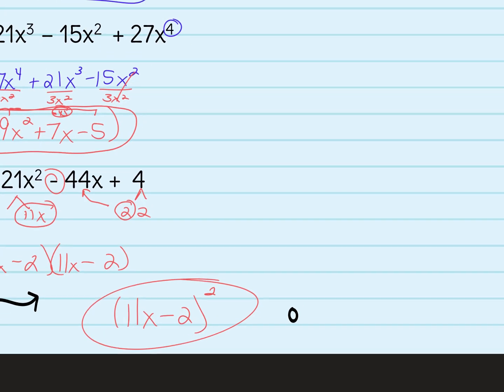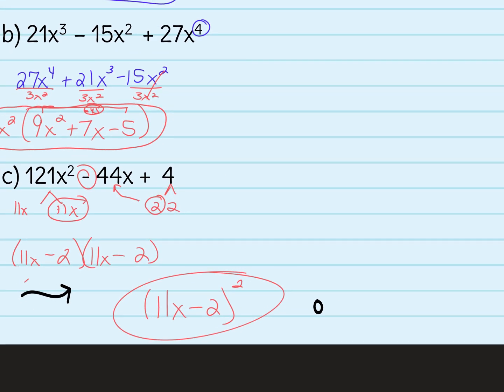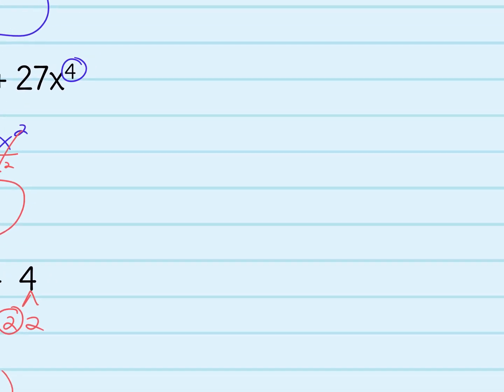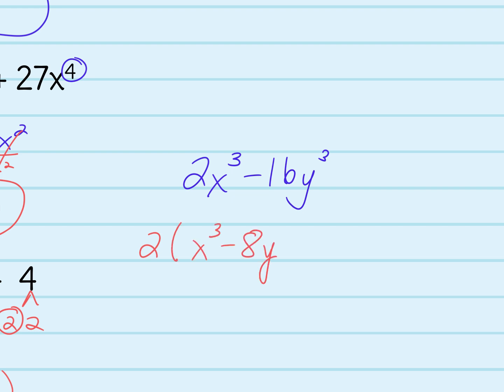Another thing, guys, please remember, you will absolutely have cubes. So think about if you have a problem that's like, I don't know, 2x cubed minus 16y cubed. First thing we look for is a GCF. Is there a number and or letter that goes into both of these? Yes, 2. So I'm going to divide out that 2, and I'm left with x cubed minus 8y cubed.